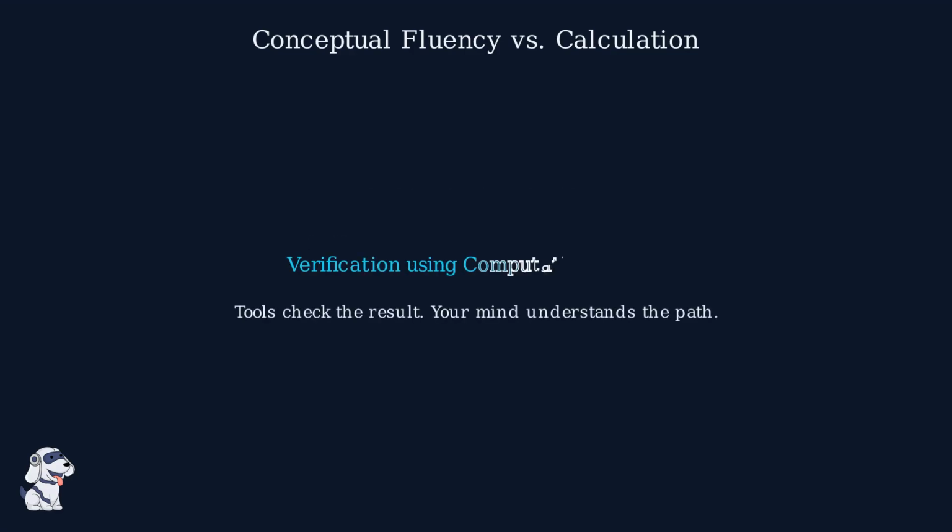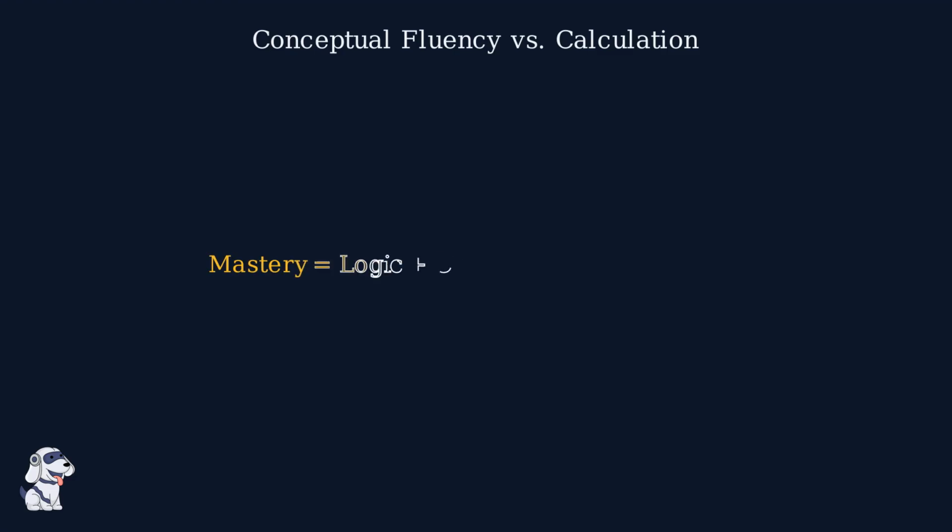Using AI tutors or software to verify your work is an essential skill. Use these tools to confirm your results while using your mind to map out the strategy. True mathematical mastery in the modern age requires combining logical intuition with computational awareness. This is the new standard for success.